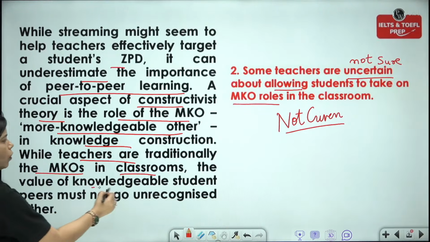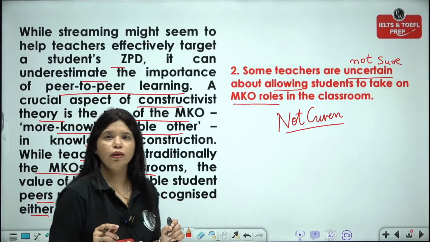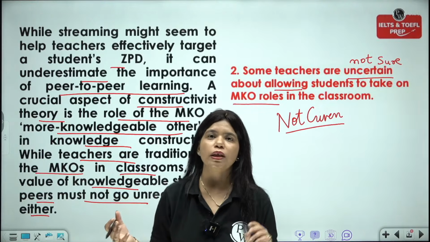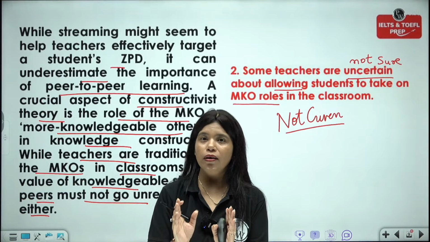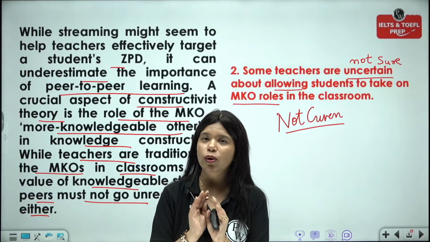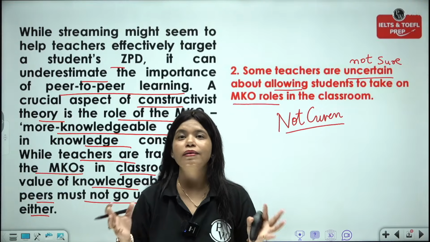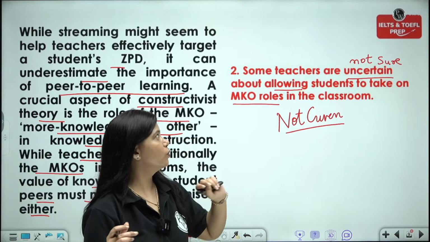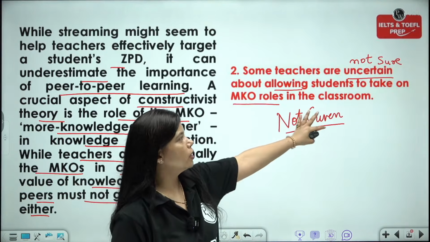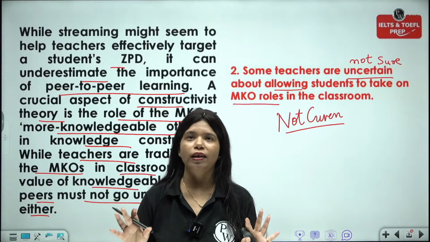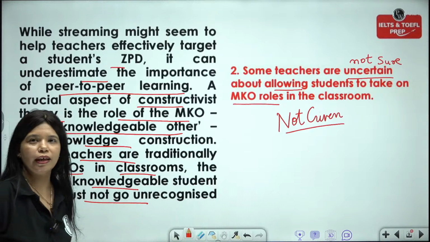The value of knowledgeable student peers must not go unrecognized either. But even in students, one student may have more knowledge than the other, and that student who has more knowledge than the other, that should not go unrecognized, that should be recognized. Only that information is given here. But the question is saying that some teachers are uncertain about allowing students to take on MKO roles in the classroom. No such information is given whether teachers are uncertain or whether they are very sure of it, and that's why our answer is not given. Moving on to the next one now.